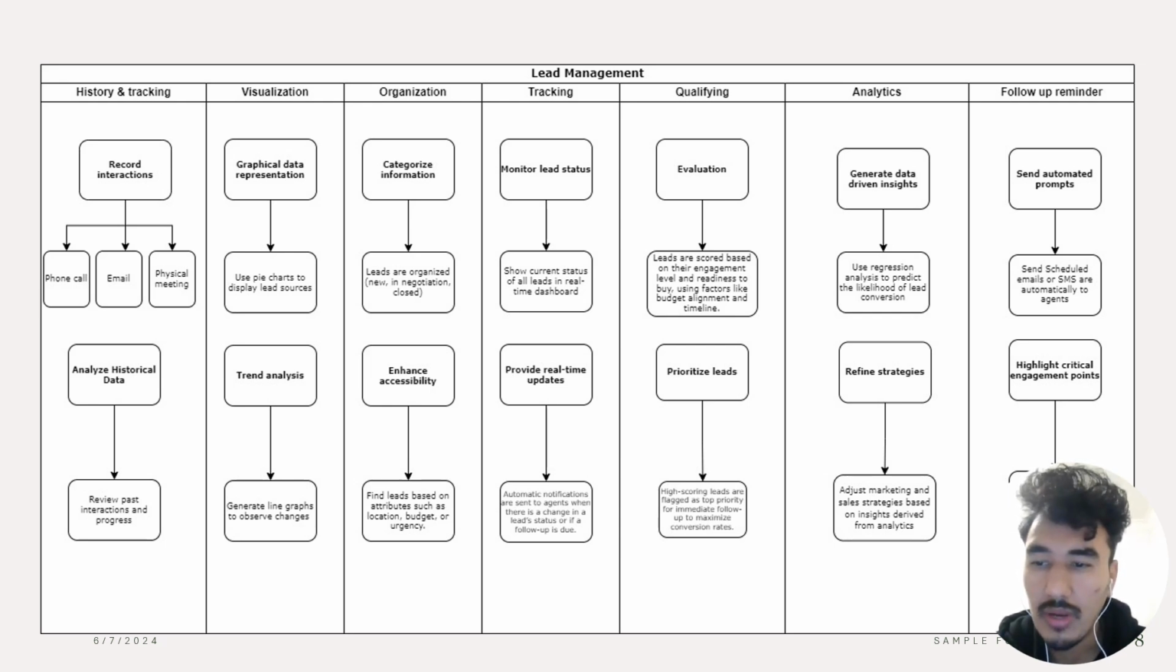And for follow-up reminders, we can send automated prompts like scheduled emails or SMS to agents, reminding them to follow up with leads at critical steps in the sales process and highlight critical engagement points. For this, we can trigger an alert when a lead reaches a key decision-making stage, prompting immediate action from the sales team.